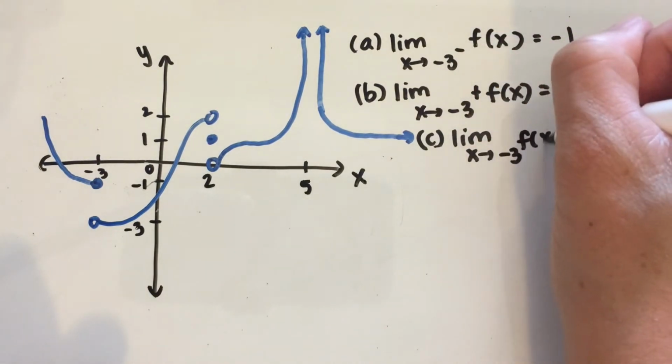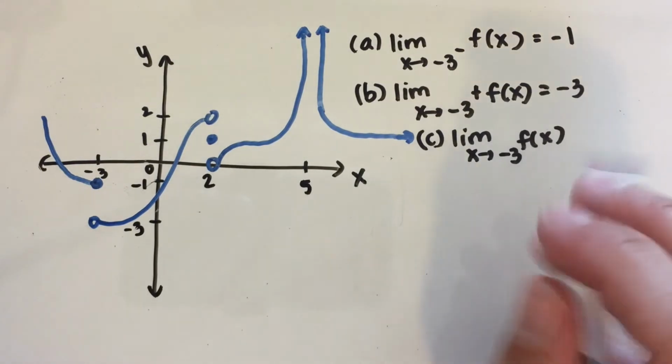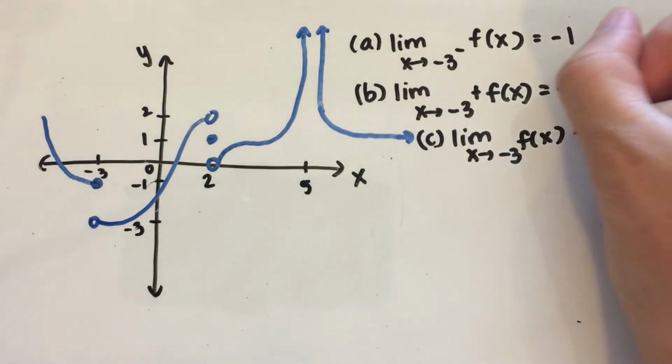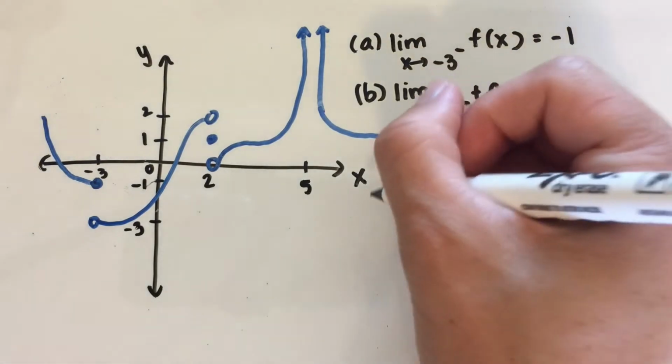And so the limit as x approaches -3 of f of x does not exist, or DNE, because the left and right hand limits do not equal each other.